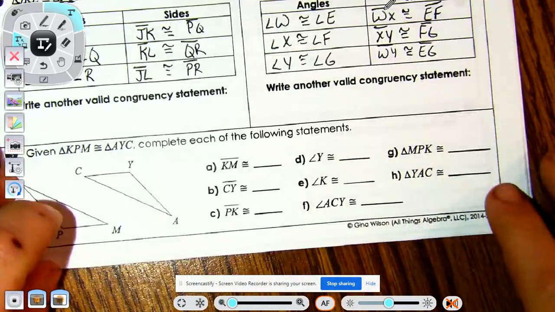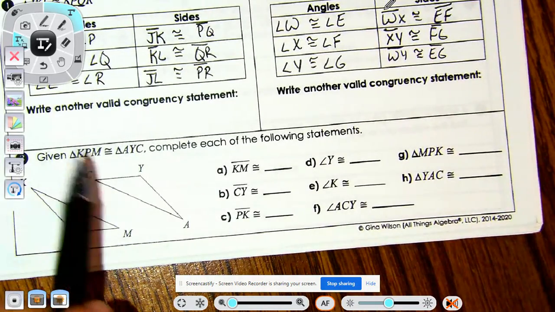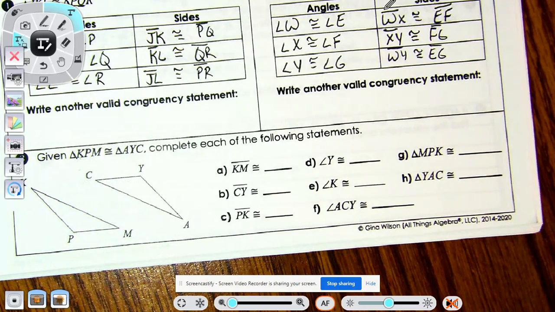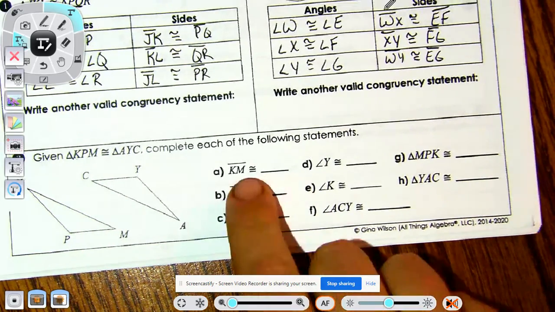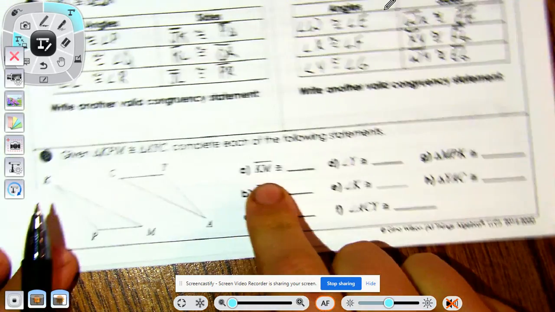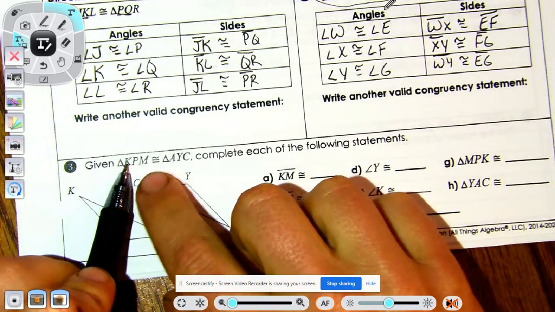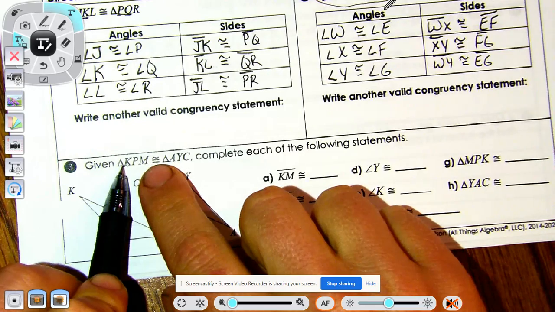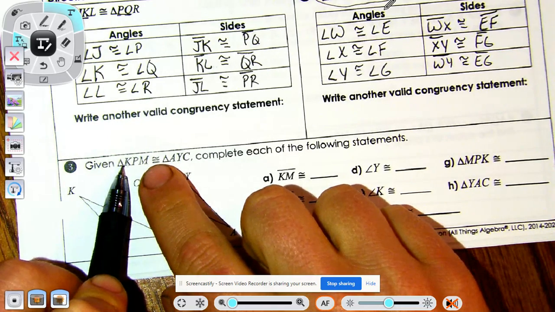It said given that KPM is congruent to AYC, complete each of the following statements. So it asked me first about KM. We'll come over to this congruency statement. KM was the first and the third letter in my congruency statement. Follow that same pattern. So what would KM be congruent to? It would be congruent to AC.